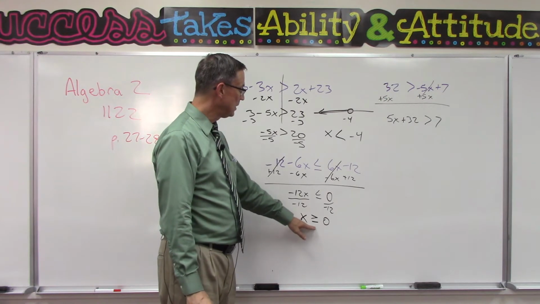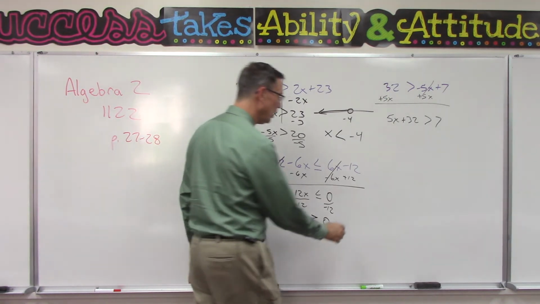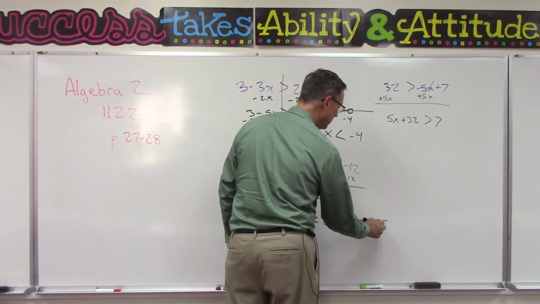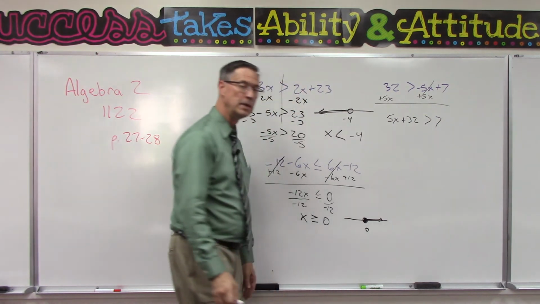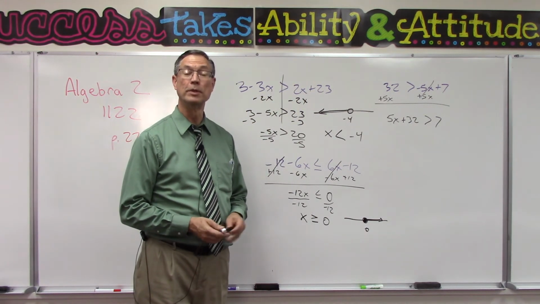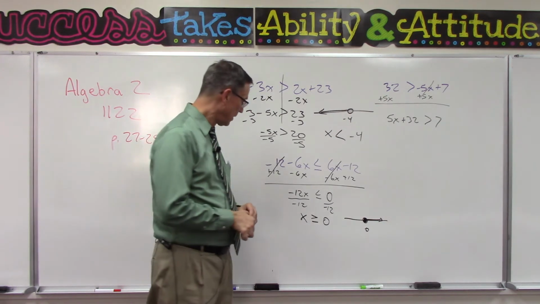Now the last step is then to graph this on a number line. And because it's greater than or equal to, we need to fill in the bubble over the 0, and then the arrow is pointing in the same direction that the inequality is pointing, which is kind of cool, okay?